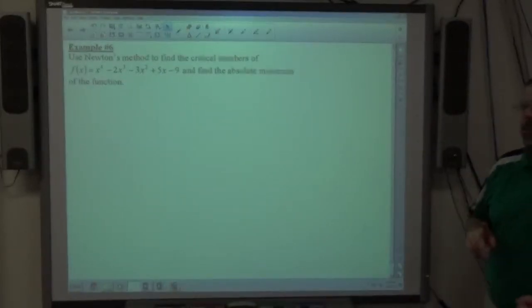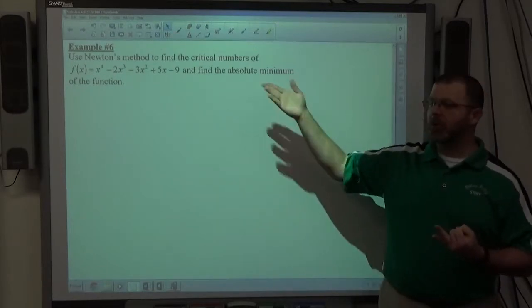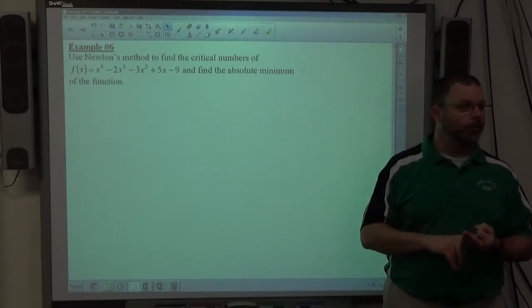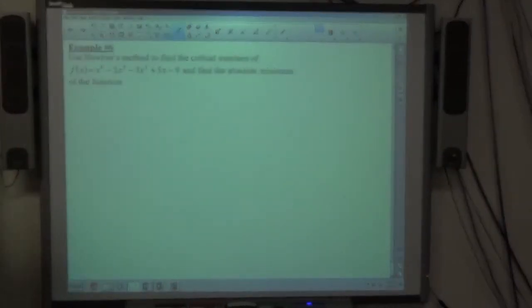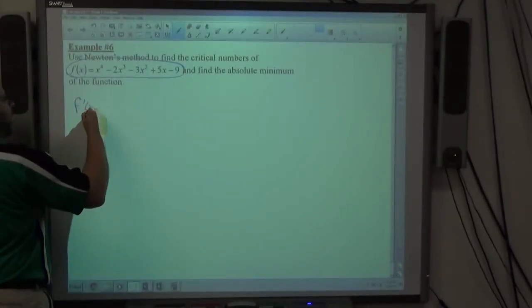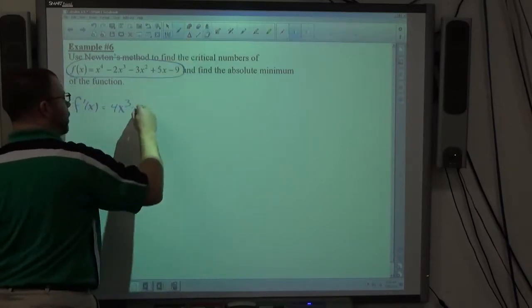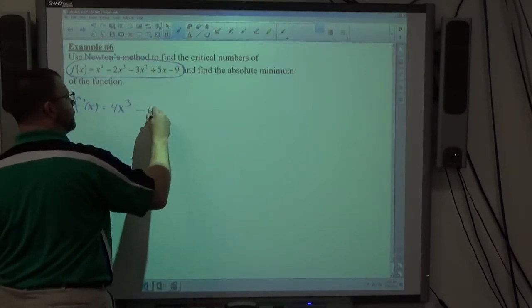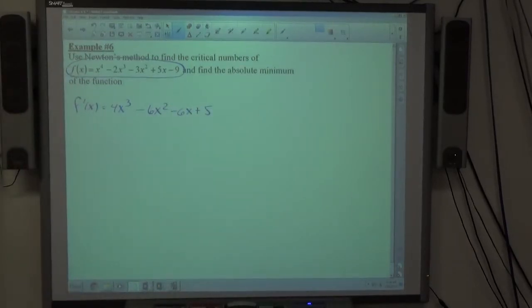All right? First derivative of critical numbers happen at endpoints, which there aren't any. They happen at undefined, which is polynomial, so there aren't any. So where the derivative equals 0 is what we're looking for. So here's an application of Newton's method here. If this is my function, then f prime of x is going to equal 4x cubed minus 6x squared minus 6x plus 5. All right? I want to know when that thing equals 0.